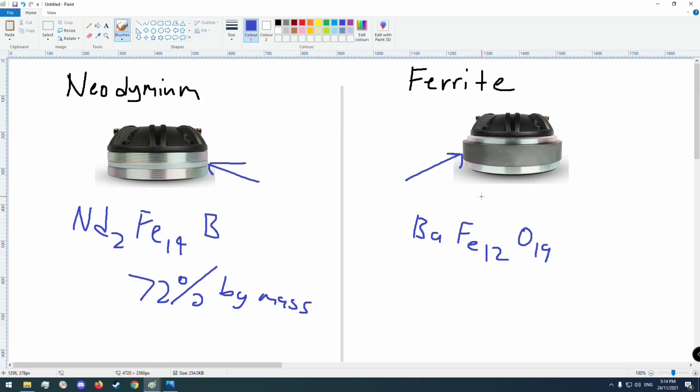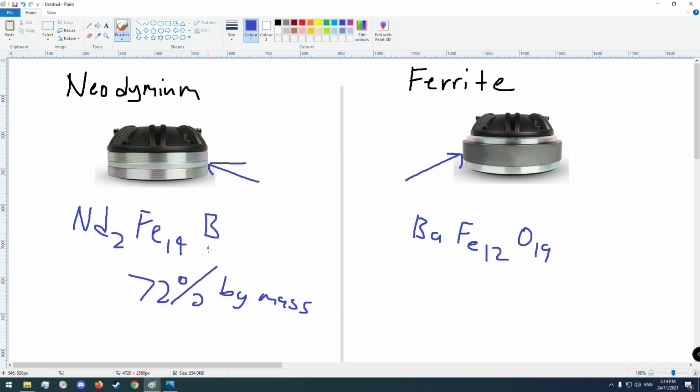The reason why is because neodymium magnets are often nickel coated because they're reactive. They've got a lot of iron, they rust very easily, so they're often coated with something like nickel. Whereas ferrite magnets are usually just left raw because they've got so much oxygen in them already, they don't really react or rust.